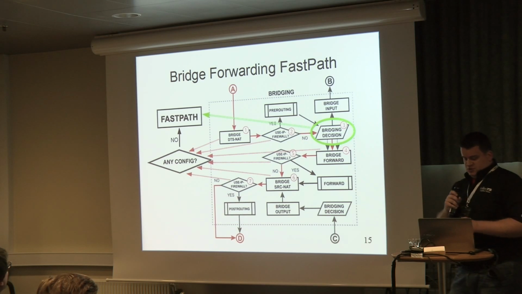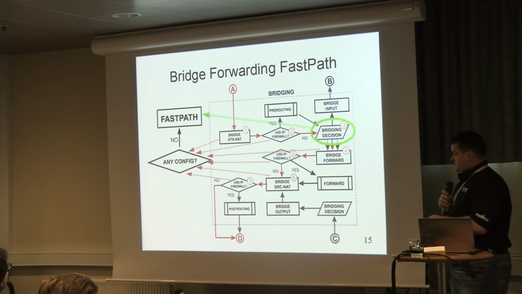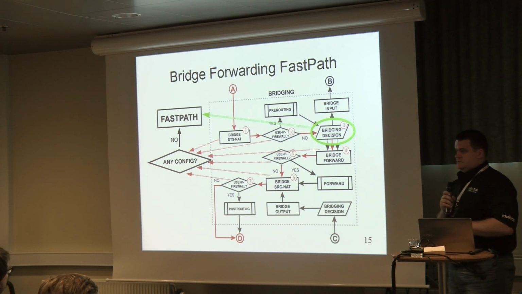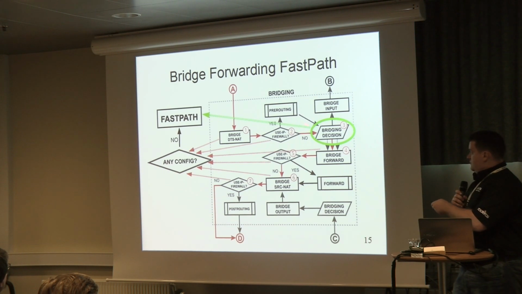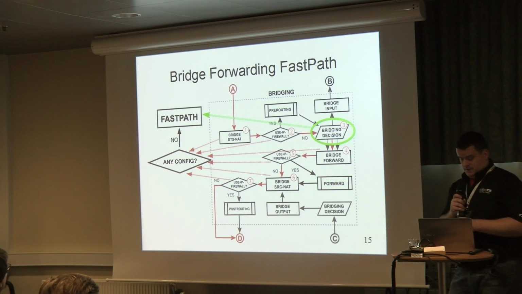So this initial FastPass works like this. We basically check all the facilities if there is any configuration. If there is no configuration, bridging decision talks directly to the FastPass in the driver. So the driver already knows exactly where to send that traffic out. Instead of going through the whole diagram, it just sends it to the out interface. That's how FastPass works, only by communicating with bridging decision.